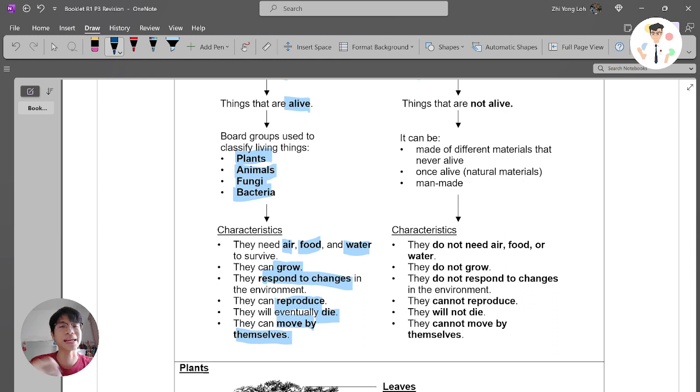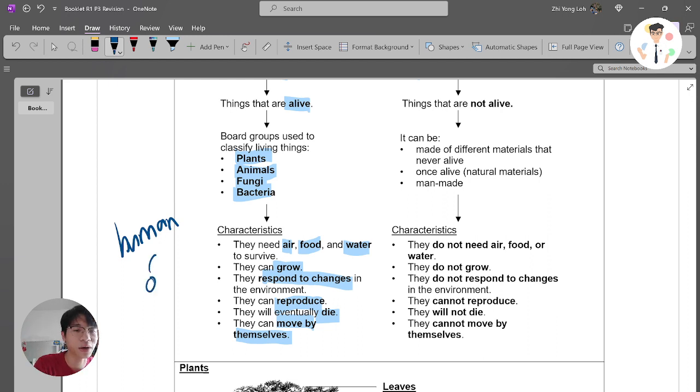Now, let me just give you an example. Example, human. Do humans need air, food, and water? Yes. Can humans grow? Yes. Can humans respond to changes? Yes. If anything happens, we will move or respond accordingly, right? Number four, they can reproduce. Can humans reproduce? Yes. Will humans die? Yes. Can humans move by themselves? Yes.